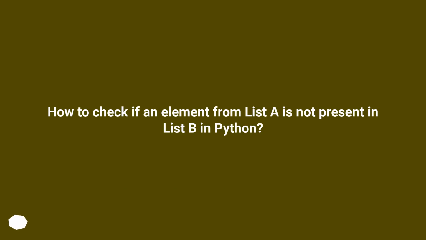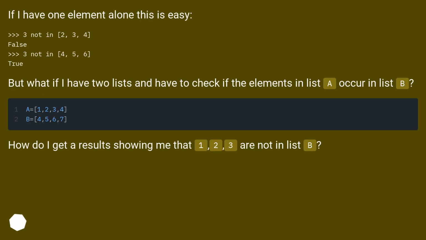How to check if an element from list A is not present in list B in Python? If I have one element alone, this is easy. But what if I have two lists and have to check if the elements in list A occur in list B? How do I get a result showing me that 1, 2, 3 are not in list B?